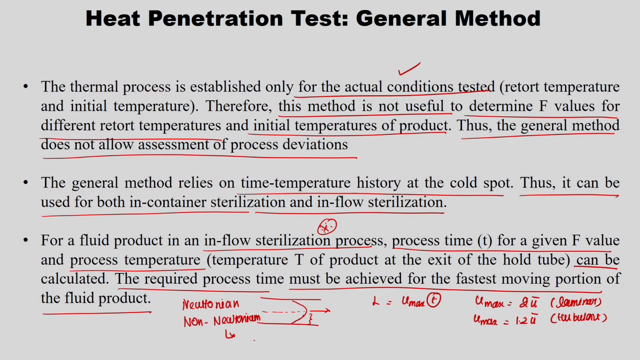So, those follow non-Newtonian behavior. If it is non-Newtonian, then your U max will be a function of n as well as u bar, where n is the flow behavior index. So, like this the length of the holding tube depends on U max, and this U max depends upon many factors. These are also to be taken into account when you do the heat penetration test.